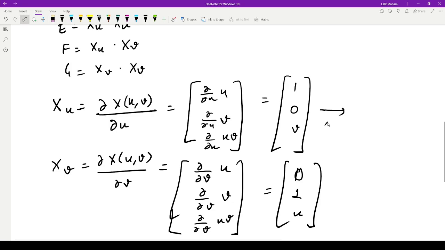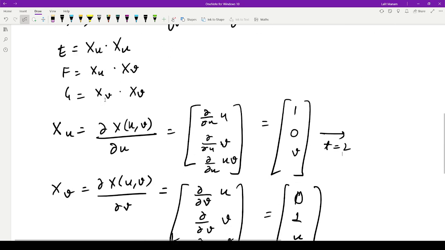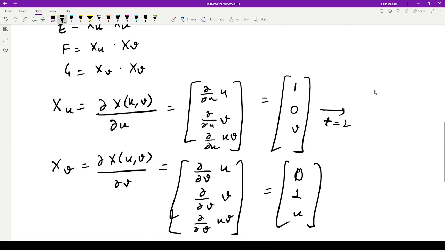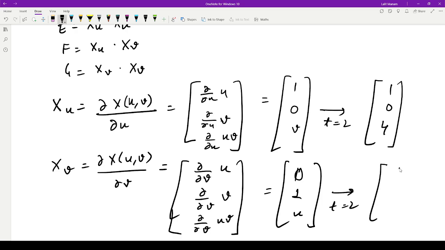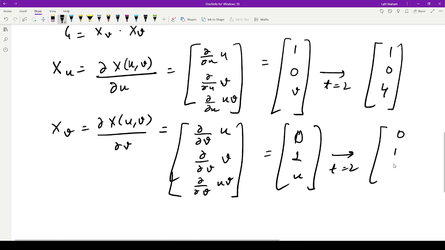So this at t equals 2, right? Given that we need to find at t equals 2, with v equals 2t and u equals t square. This turns out to be v equals 2t, which is 4, so (1, 0, 4), and this at t equals 2 will be (0, 1, 4), since t square is 2 square, which is 4. Okay, so we got the values for xu and xv at t equals 2.